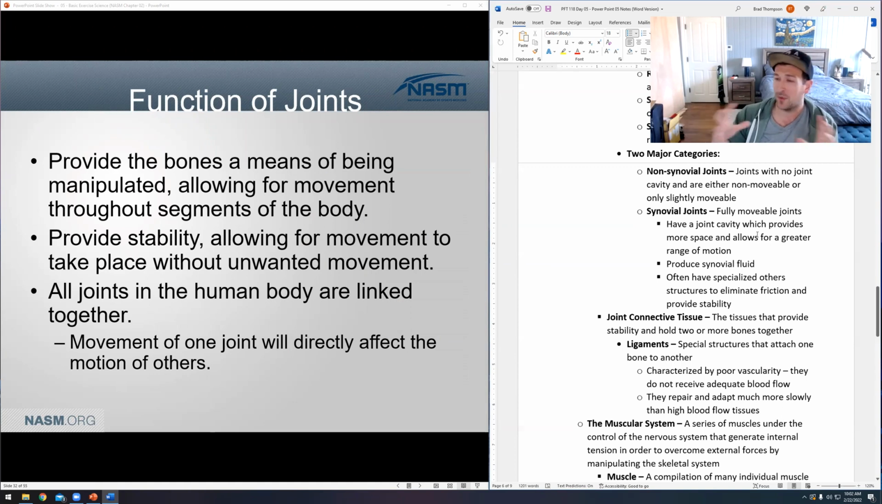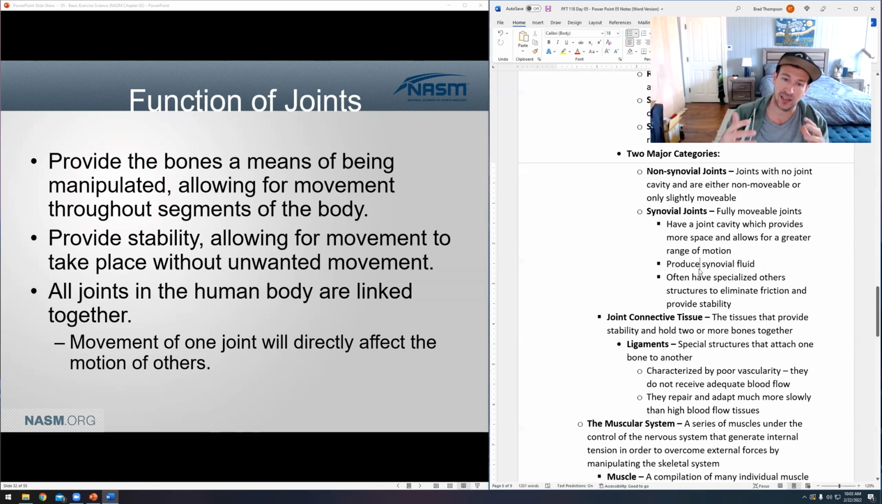Synovial joints, fully movable. They have a big old cavity. The more space in the joint, the more mobility it has. That's why a ball and socket joint is so very mobile. But one of the problems with increased mobility is decreased stability. So unfortunately, this is one of our most commonly dislocated joints as well. They also have a lot of fluid in them to help with friction because they are moving so much. They're going to grind and rub. That's why they produce synovial fluid.